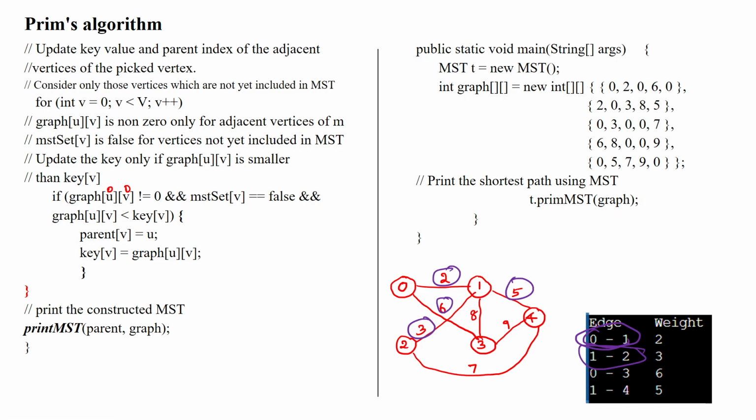And here you can calculate the total cost. So the total cost will be 2 plus 6 plus 3, that is 11, plus 5, that is 16. So 16 is the total cost of the minimum spanning tree by using Prim's algorithm for the given graph.